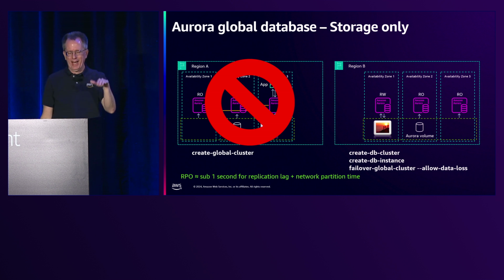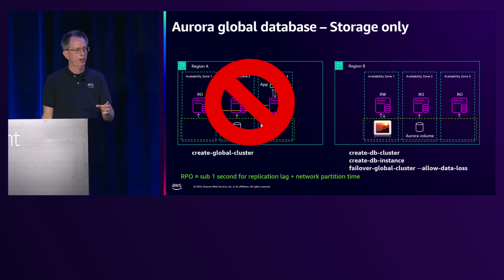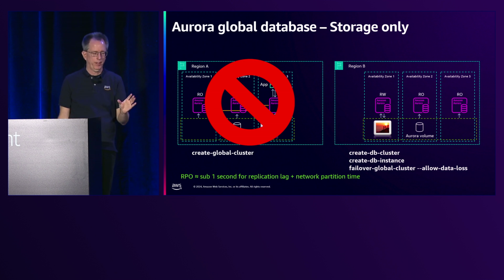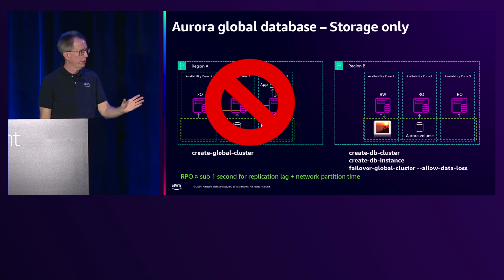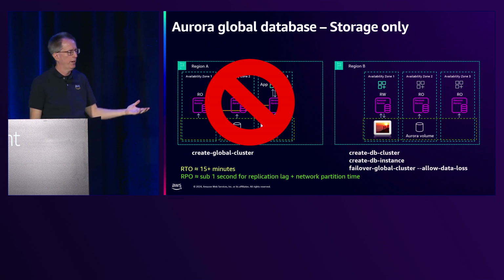Now this is important, the allow data loss option, right? This is because this is asynchronous replication. And region A and region B are not necessarily going to be in sync. There'll be a couple milliseconds of difference. So you have to know that you're actually going to possibly have a divergence here. But once you do that, we have a read-write node. You can fire up your applications, and you're running again.